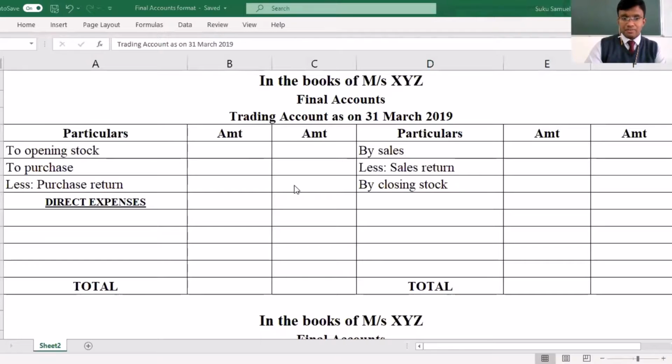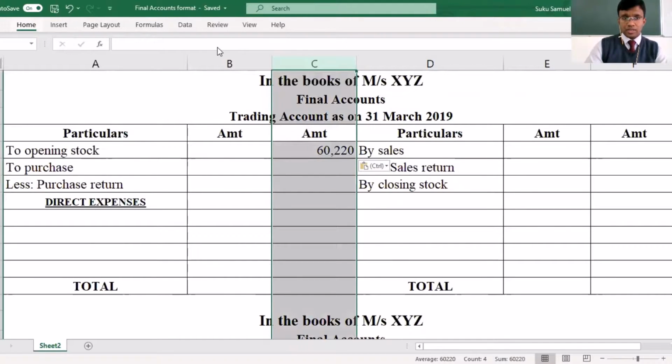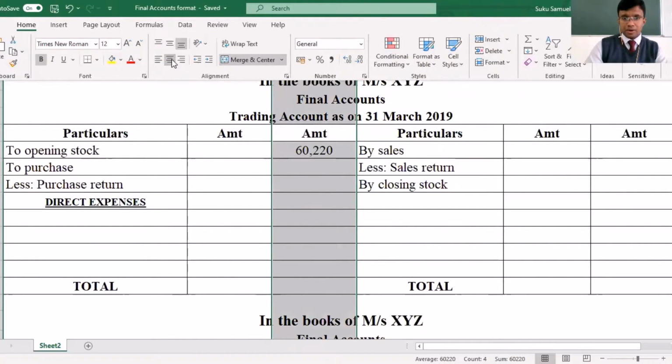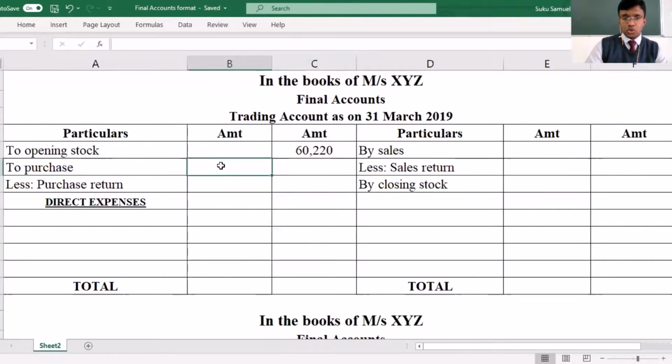Now remember, whenever we prepare the trading account, you always start off with the opening stock. The opening stock we have over here, the amount is 60,220.